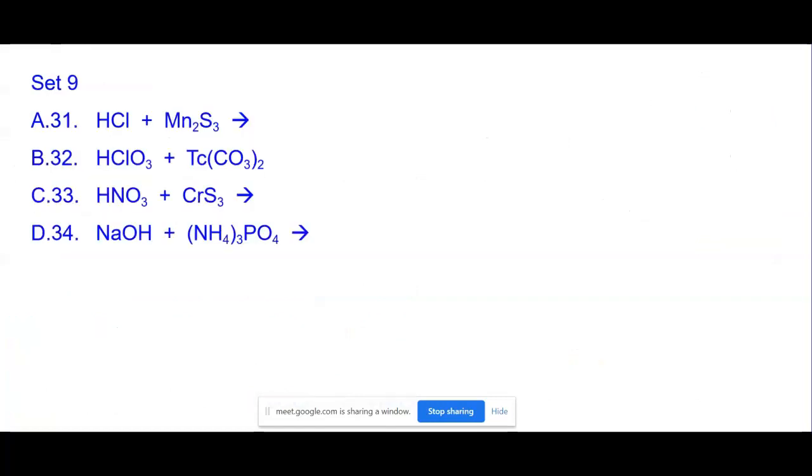So 7 and 8, there's answers there, and then set 9 is this one. Okay, so on set 9, I'll let you write it down. I'm going to write it down also because it gives me a little bit more space to show stuff.